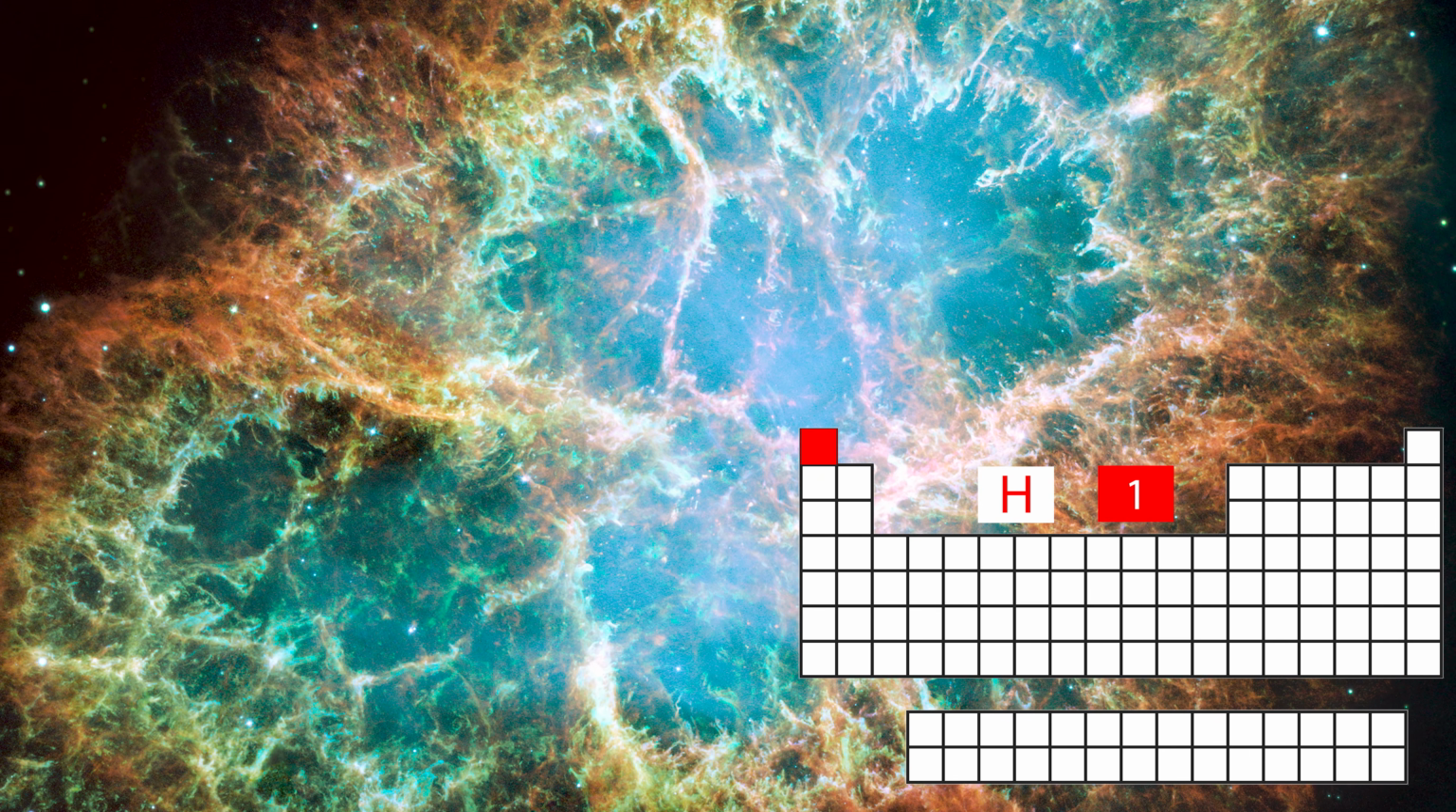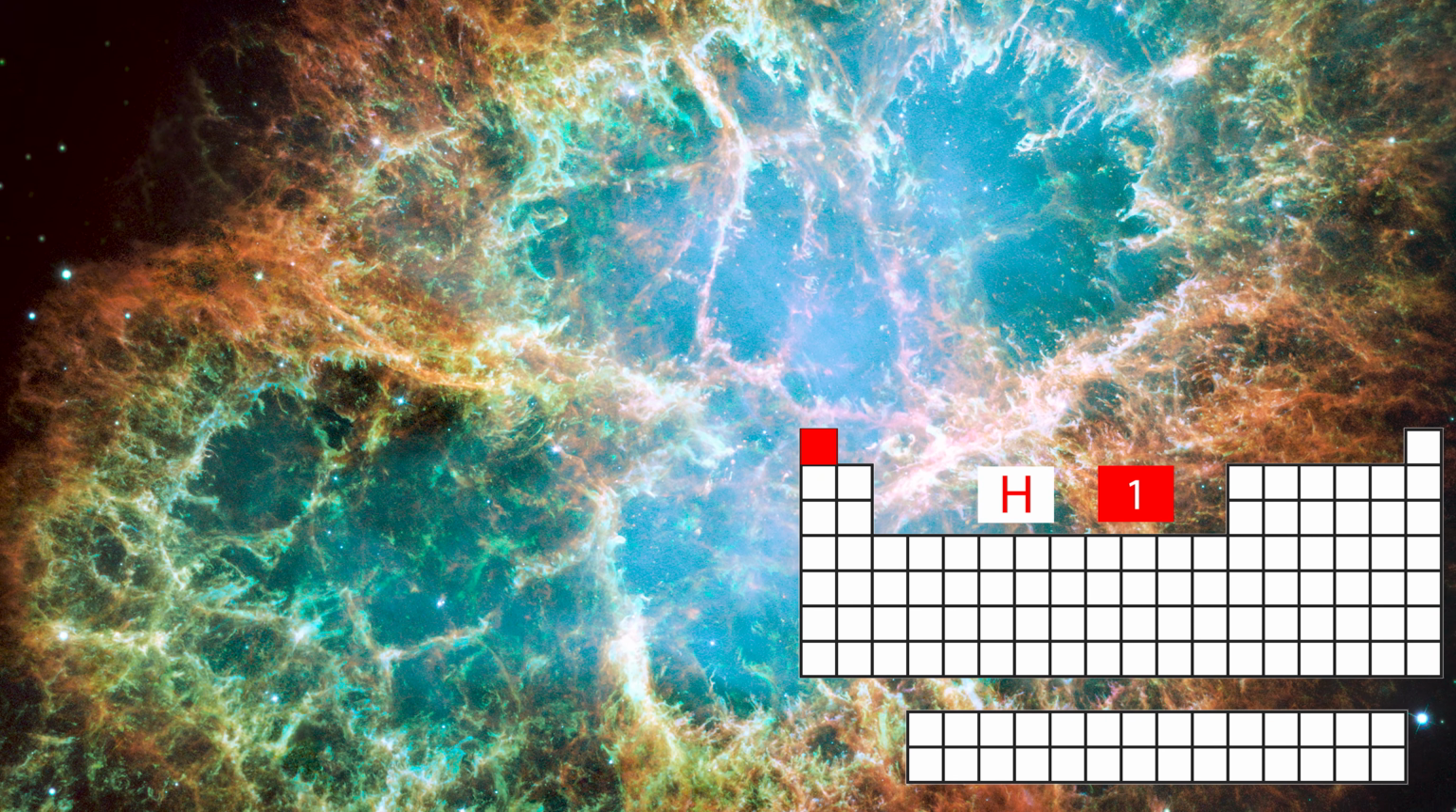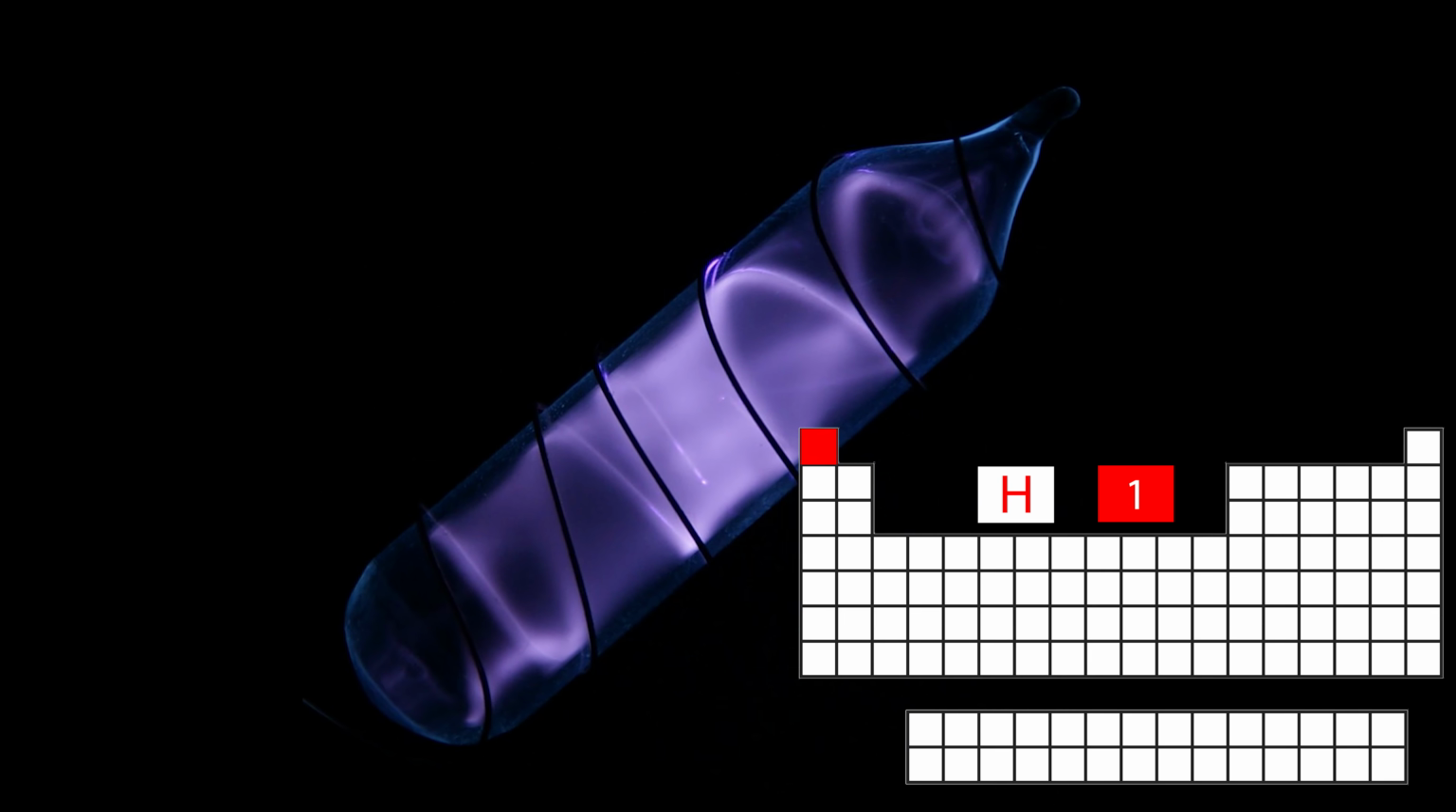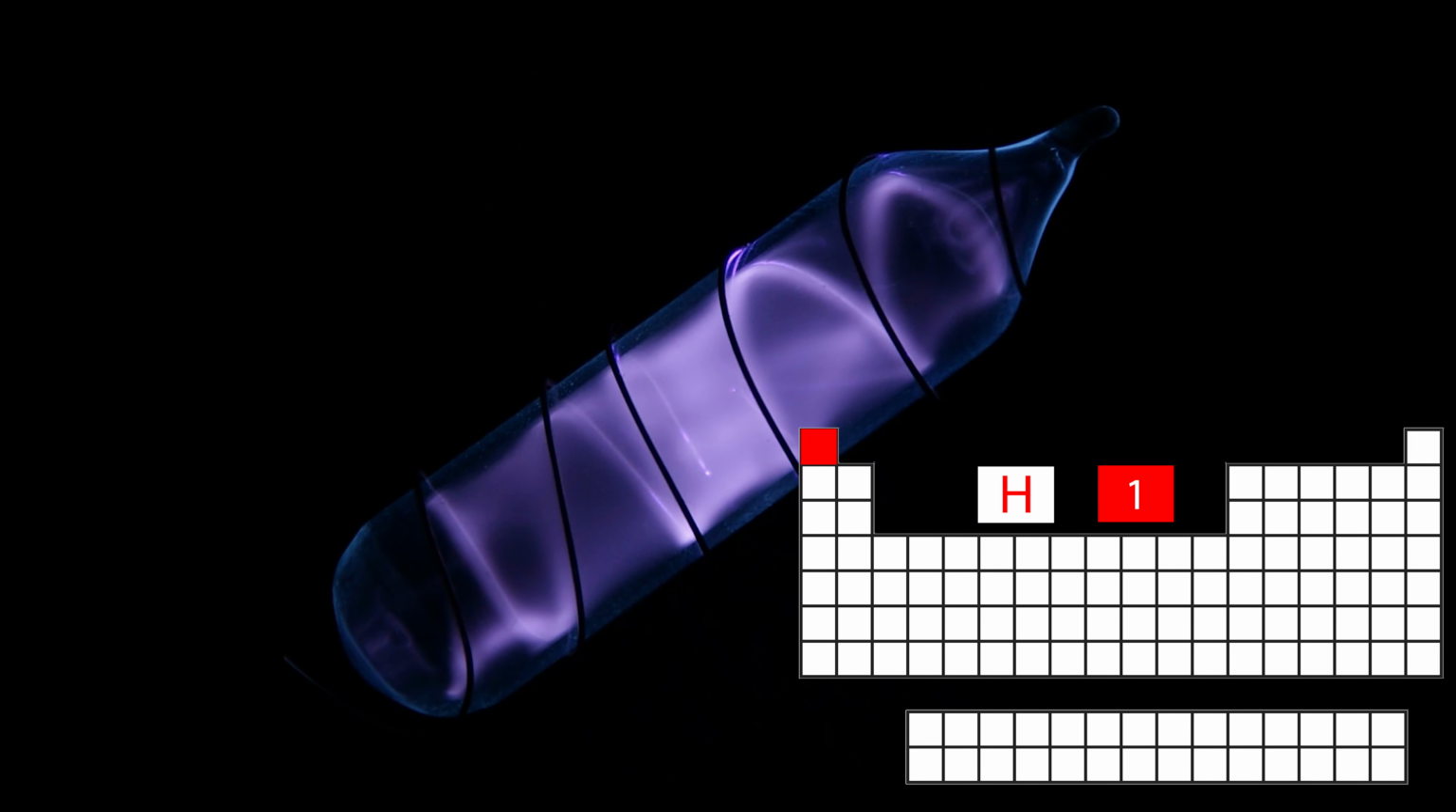Let's get started with element number 1. That's hydrogen, the most abundant element in the universe. That's its notable claim to fame, in my opinion. Hydrogen actually powers our sun through nuclear fusion, releasing energy.